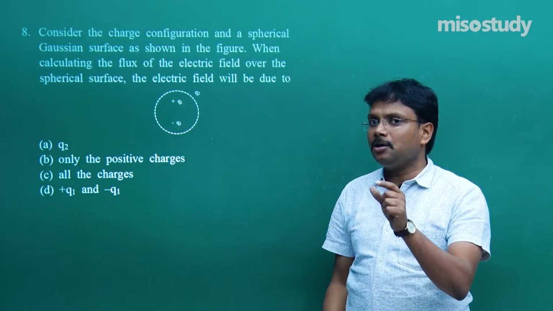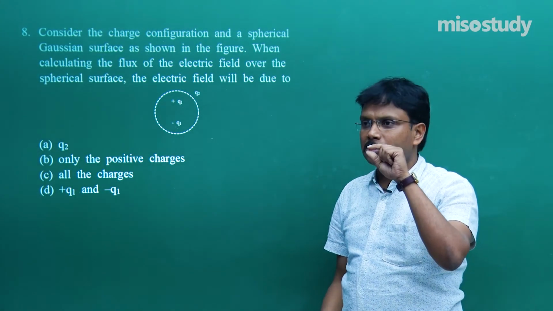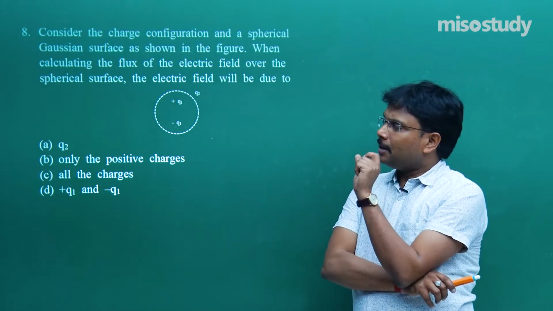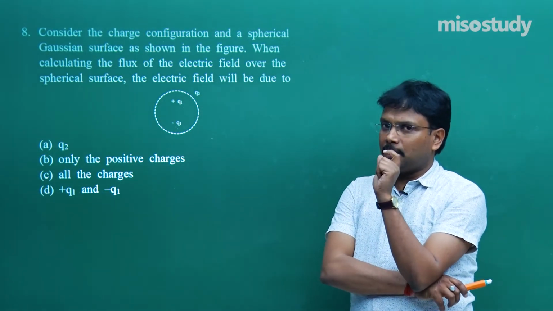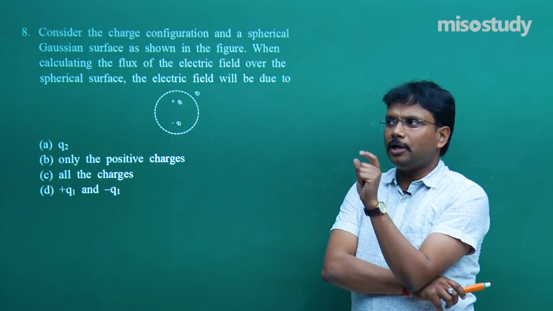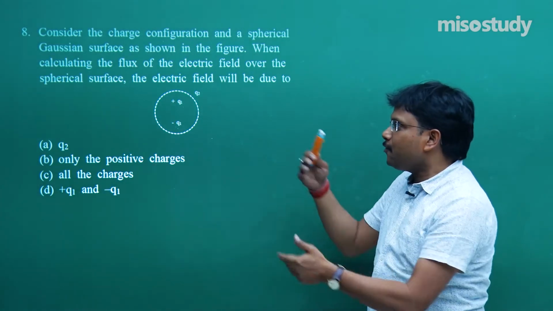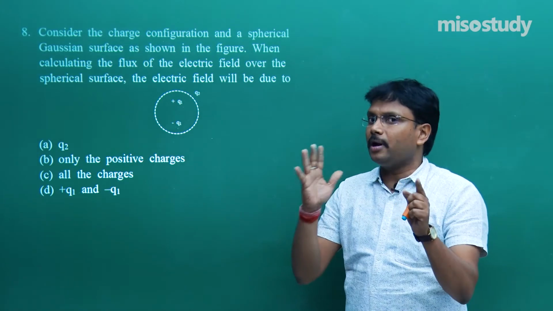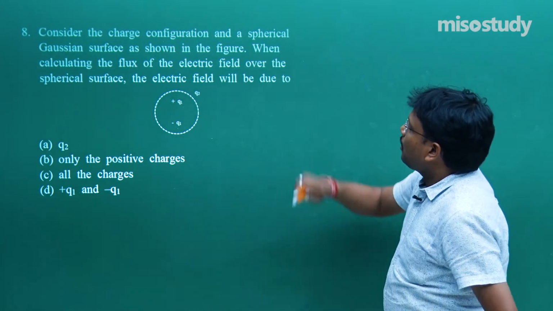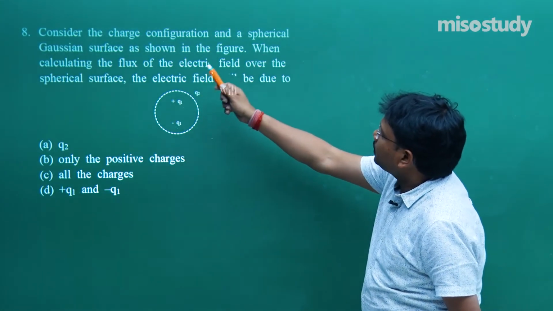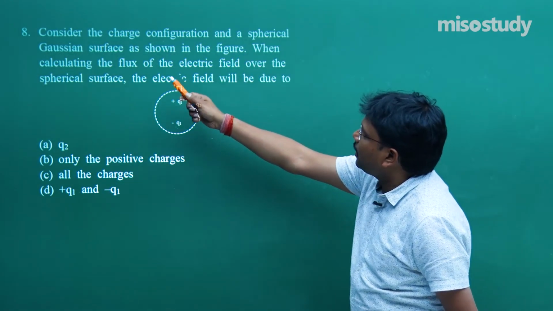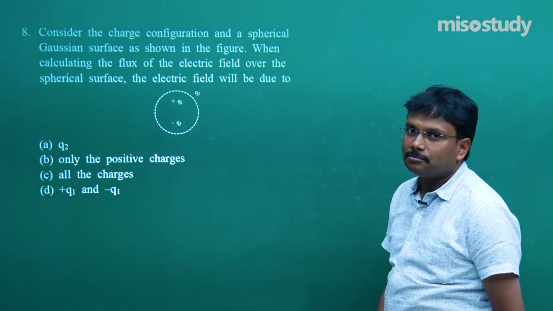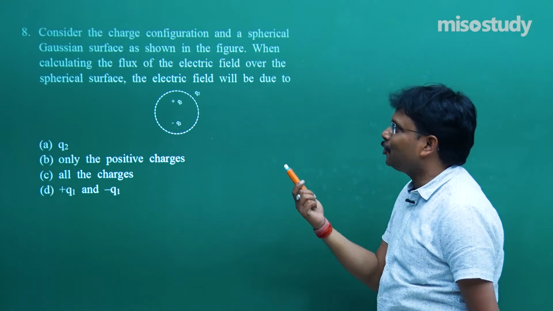While studying at home, quickly revise the formula. The electric dipole moment P is equal to Q into distance. So this way, in just one problem you are revising at least 3-4 concepts. Fine. Come on to the problem. Consider the charge configuration and a spherical Gaussian surface. Fine. The question is going to be very simple.